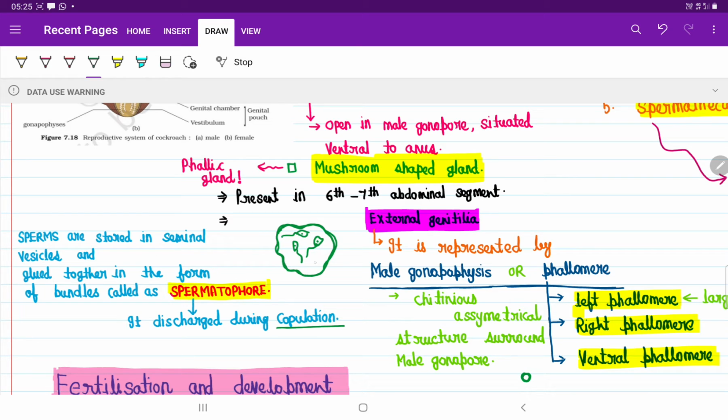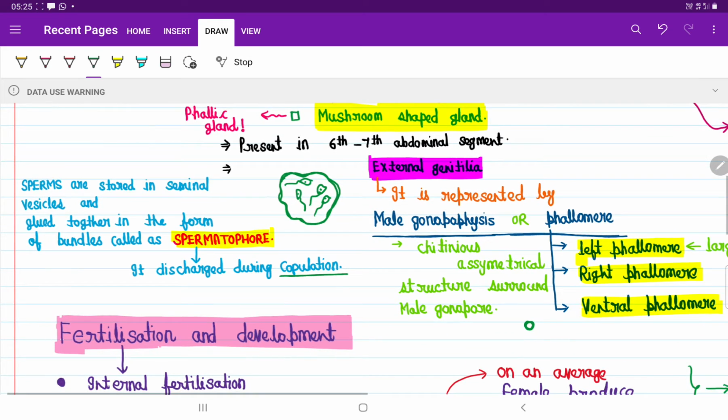This spermatophore has an outer wall and an inner wall. The inner wall, suppose this is the inner wall, is formed by secretion of the mushroom gland. Then this mushroom gland, as we discussed, has one more function, and that is nourishment of the spermatozoa, right?